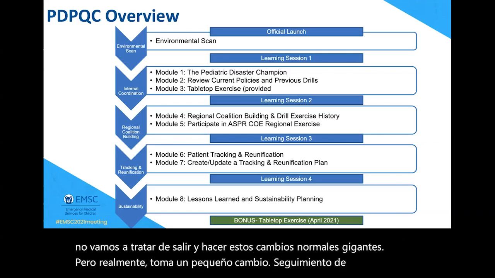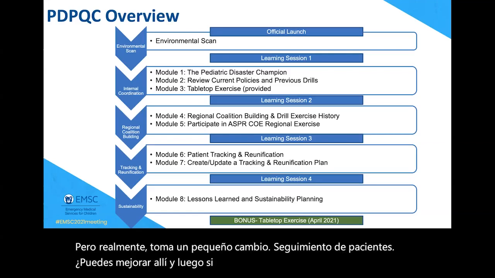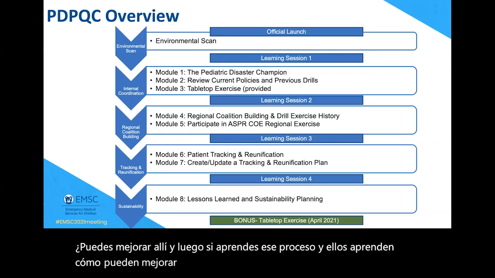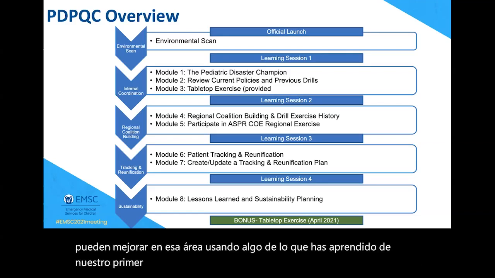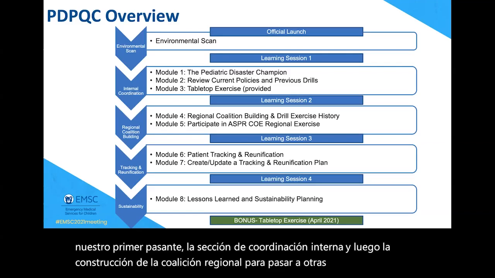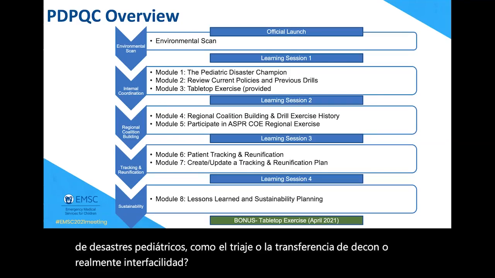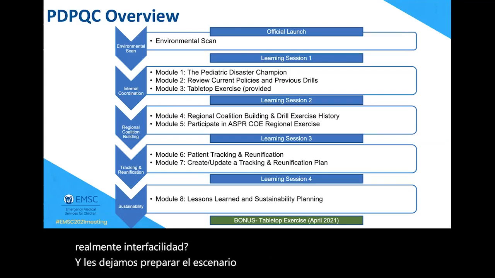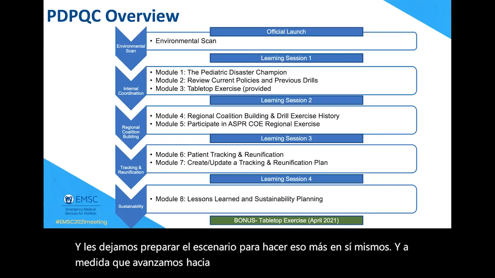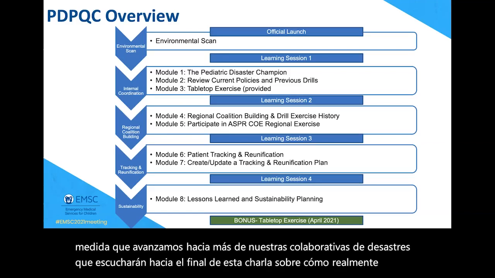And then if you learn that process and they learn how they can improve in that area, using what you've learned from our first internal coordination section and then the regional coalition building, you can move on to other areas of pediatric disaster care, such as triage or decon or interfacility transfer. And we let them set the stage to do that more on their own. As we move into more of our disaster collaboratives, you'll hear towards the end of this talk how we are going to support pediatric champions around the country who are working to do this at their institutions.